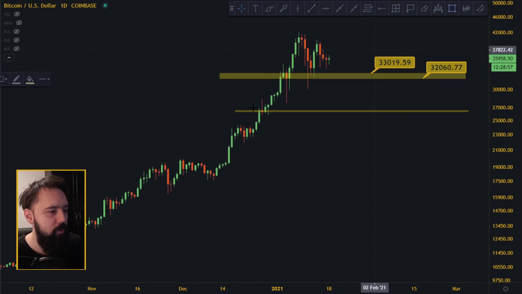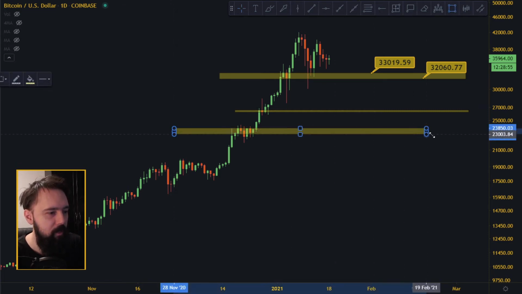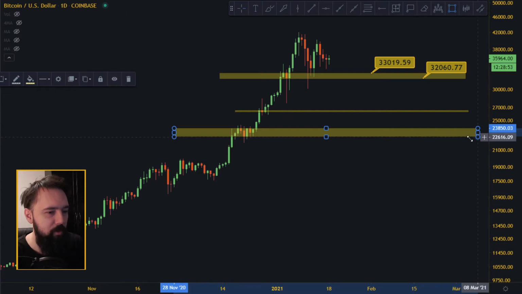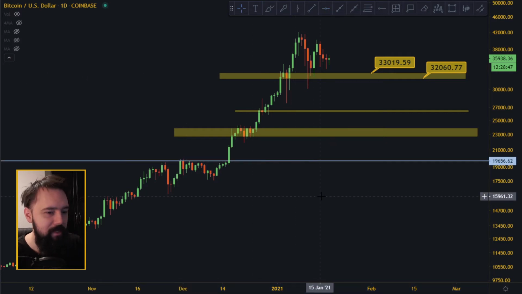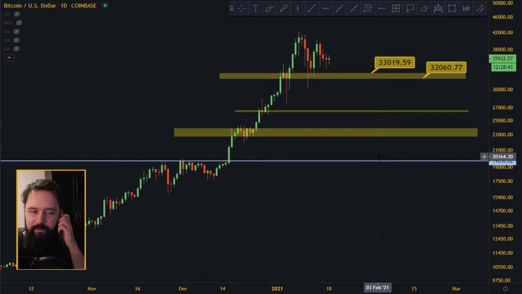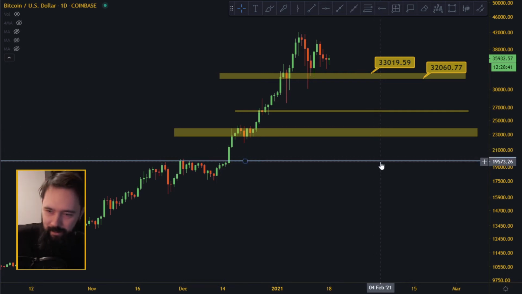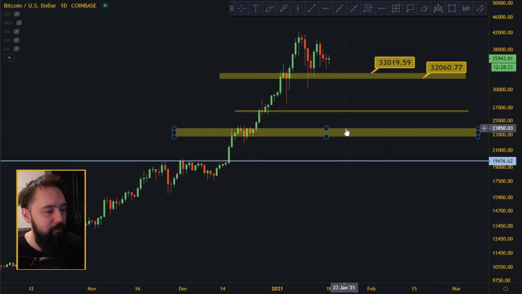And then the third support is all the way down here. This is people hoping it's going to get down there so they can get more money. And the last, if it goes below this, maybe Bitcoin is below 19,656. If it goes below this line over here, buy Dogecoin. So we've got the three support areas.